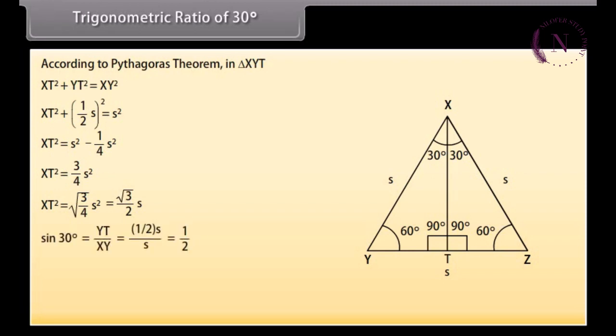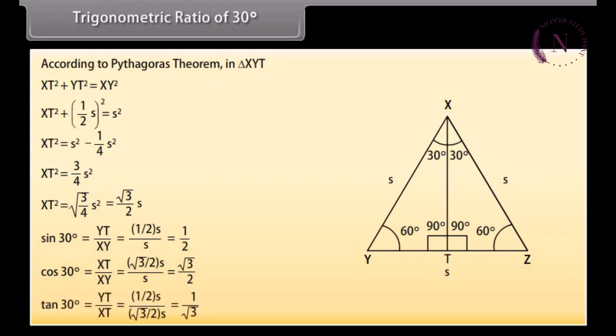Sine 30 degree is equal to YT upon XY equals 1 upon 2s upon s, which is equal to 1 upon 2. Cos 30 degree is equal to XT upon XY, which equals square root 3 upon 2s upon s, which equals square root 3 upon 2. Tan 30 degree is equal to YT upon XT equals 1 upon 2s upon square root 3 upon 2s, which equals 1 upon square root 3.